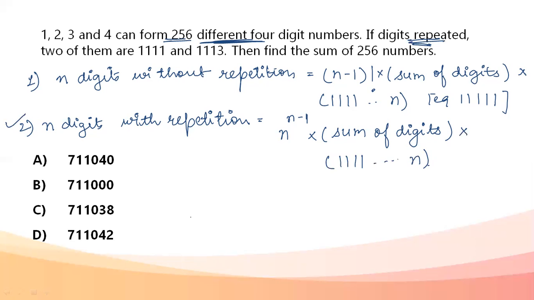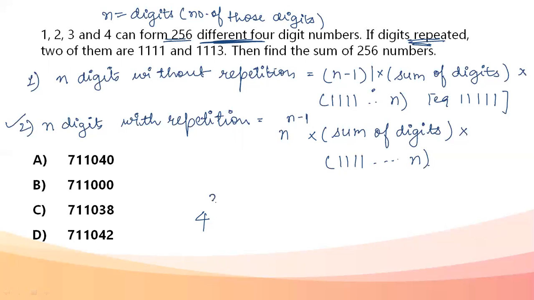Second formula can be used. Sum of the digits. How many digits are given? 4 digits, where n is the number of digits that is given to us. Okay, so n here is 4.